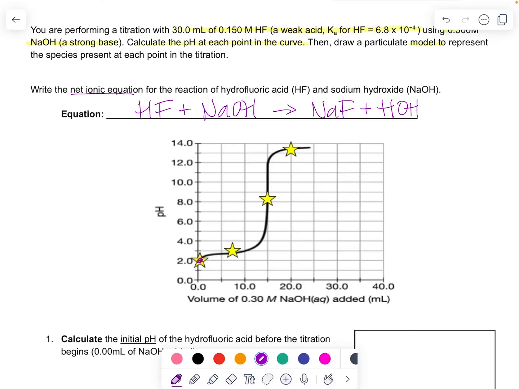In this case, remember, our weak acids do not completely ionize. So a lot of them stay together. In fact, most of them stay together. So you cannot break that apart when you're writing that net ionic equation. So the only thing that's going to cancel out for us is our sodium ion. And then that is going to leave behind these negative charges here.